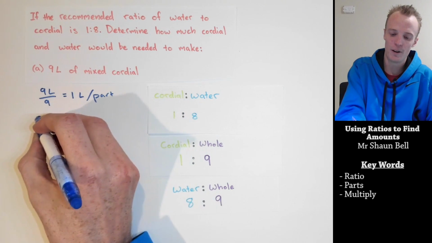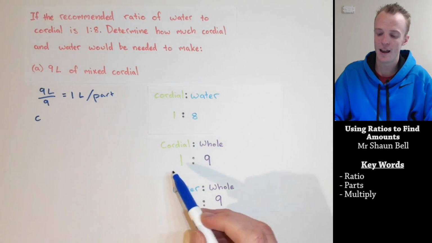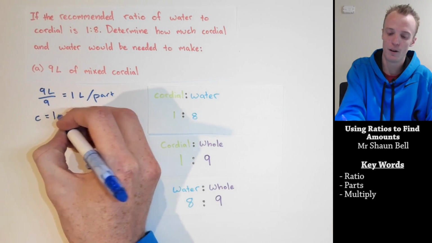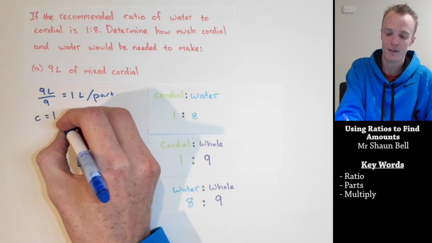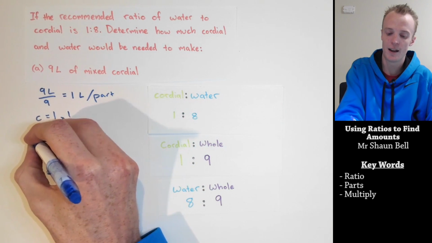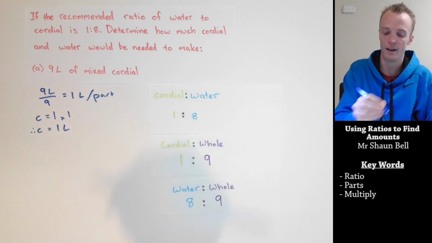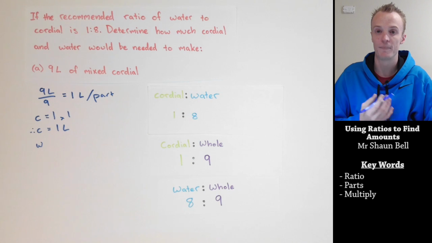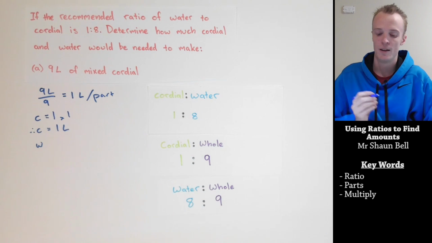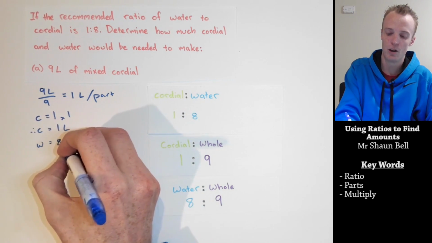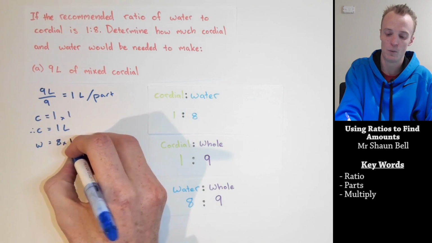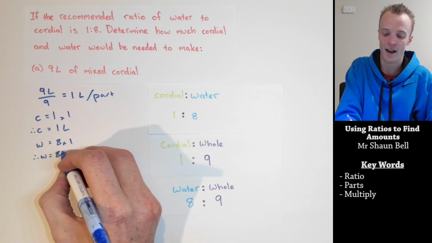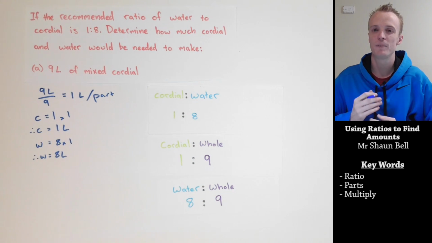Now I know this, to work out how much cordial I need, I look at how many parts of the mixture was cordial. In this case it's 1. So I need to multiply my 1 litre by the 1 part, which is going to be equal to 1 litre. Likewise, for the water, we need to look at how many parts of it was water. In this case, it was 8 parts. So that will be 8 times each individual part, which is 1. So therefore, the amount of water that's required is 8 litres.